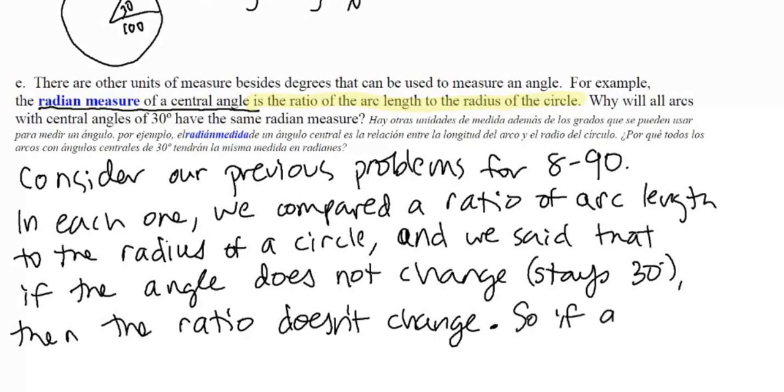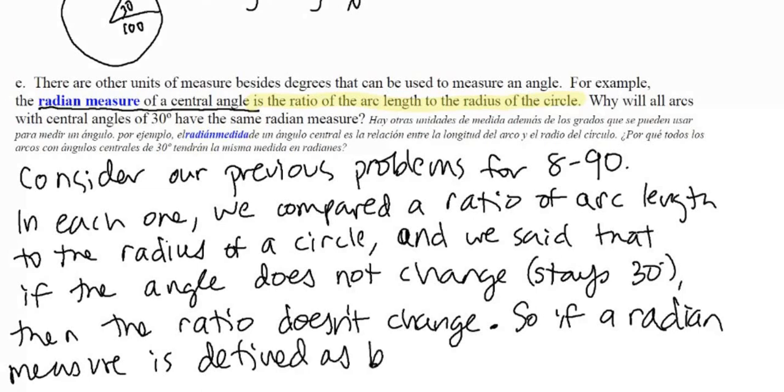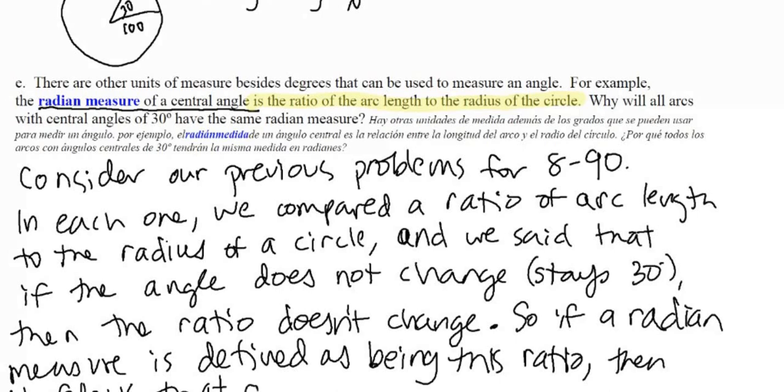So if a radian measure is defined as being this ratio, then it follows that all arcs with central angles of 30 degrees have a radian measure of pi over 6, period.